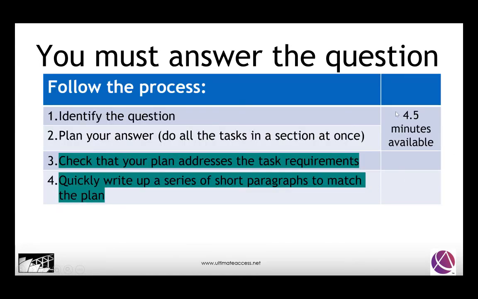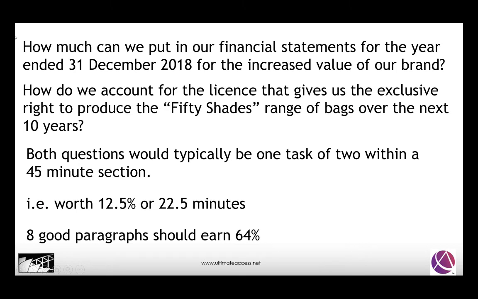We've got about 4.5 minutes in order to identify the question and plan the answer. This is the very intense time. So we've got it here. How much can we put in our financial statements for the year ended the 31st December for the increased value of our brand? And how do we account for the license that gives us the exclusive right to produce the 50 Shades range of bags over the next 10 years?